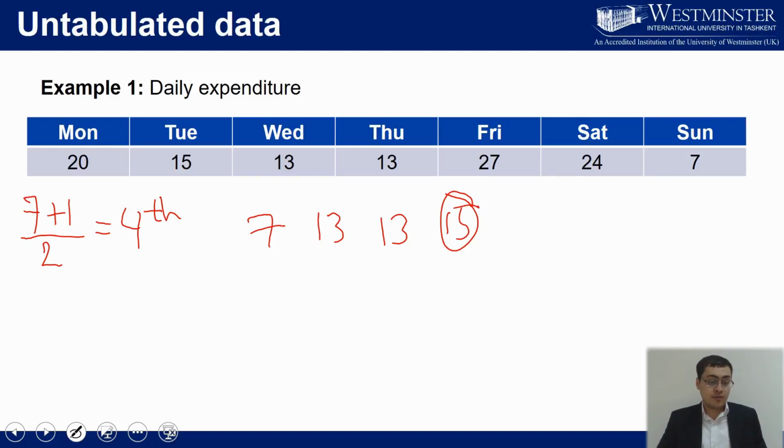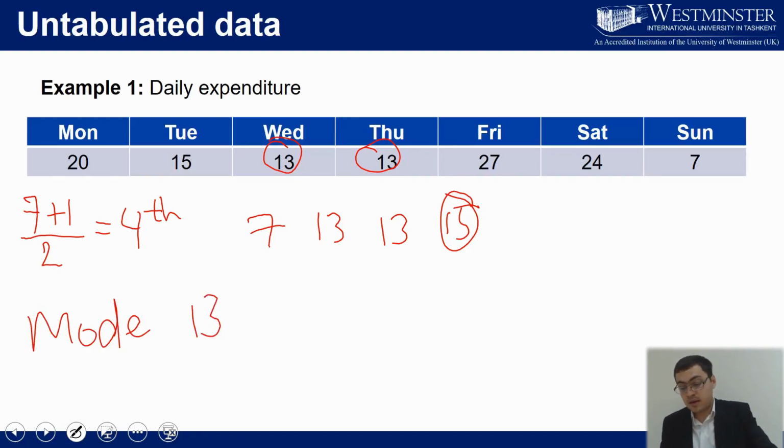And as you remember, the mode is the most frequent observation that occurs. You will see here that all these numbers are unique except for 13 that repeats twice. So in this case, my mode is just going to be 13.